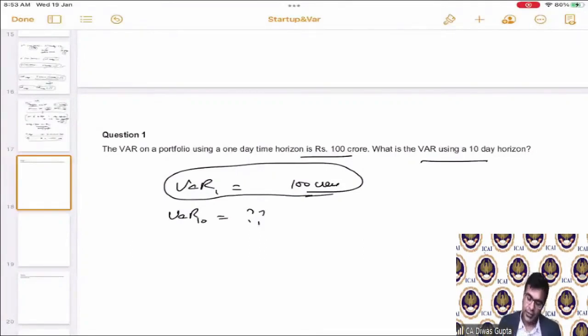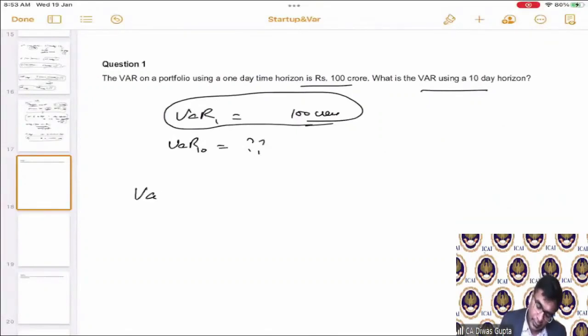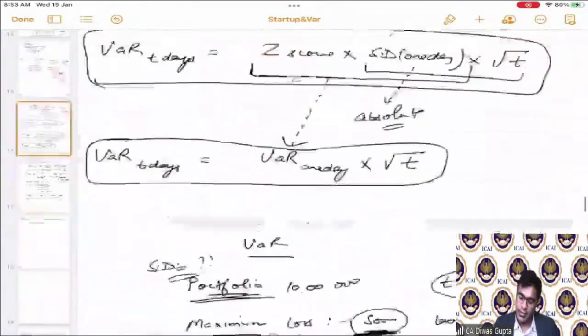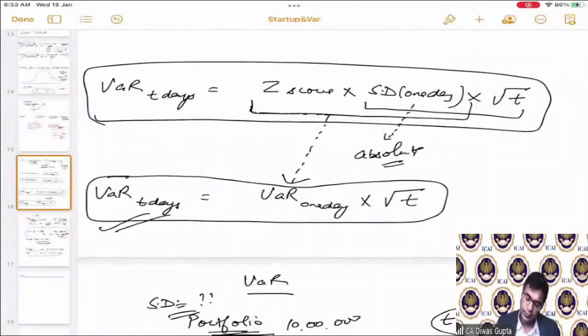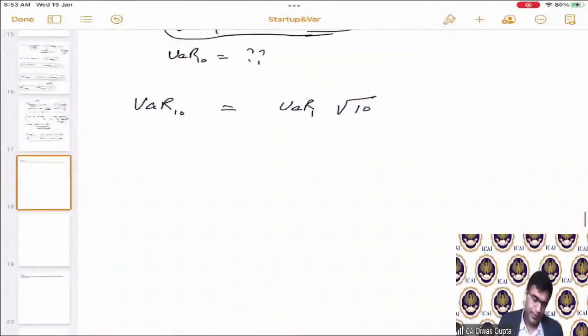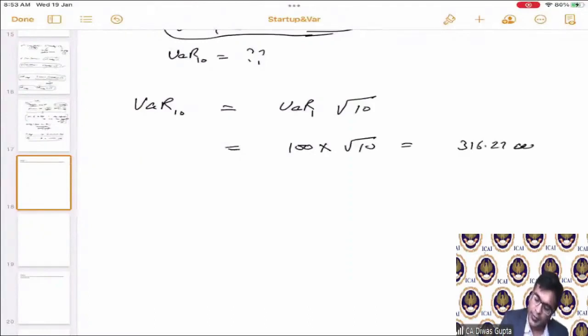So we know that, first of all, VaR for 10 days is equal to VaR for 1 day times under root 10. Correct? This is coming from this formula: VaR for t days is equal to VaR for 1 day multiplied by under root t. So this comes as 100, which is the VaR for 1 day, times under root 10, which is equal to 316.22 crores. So VaR for 10 days is equal to 316.22 crores.